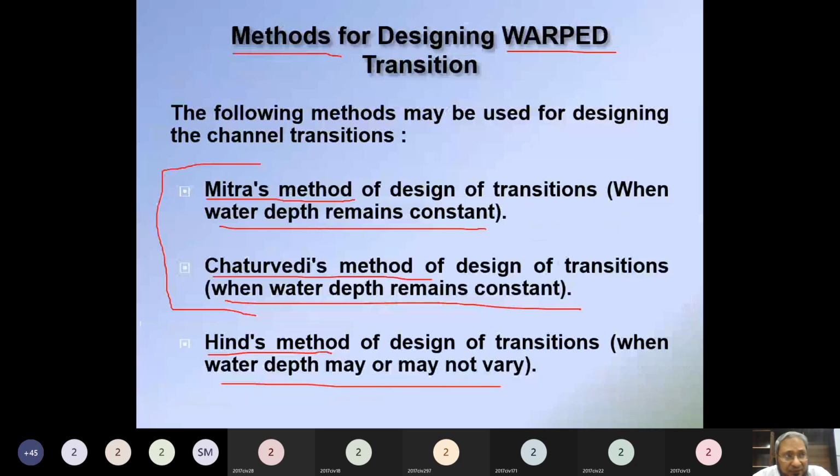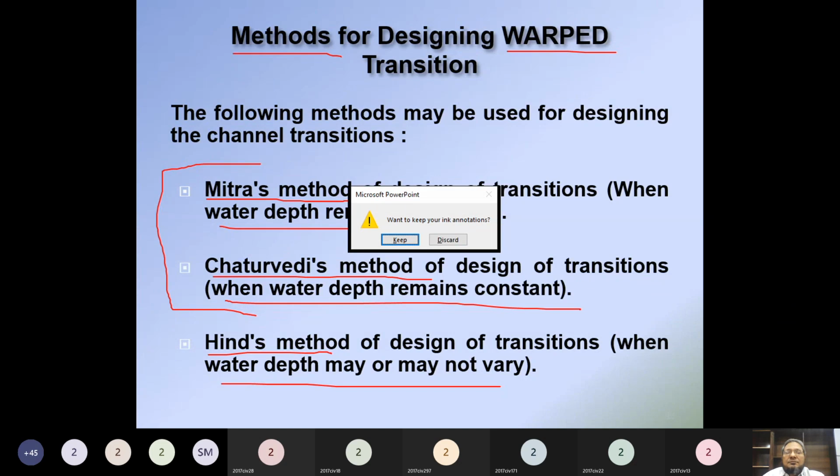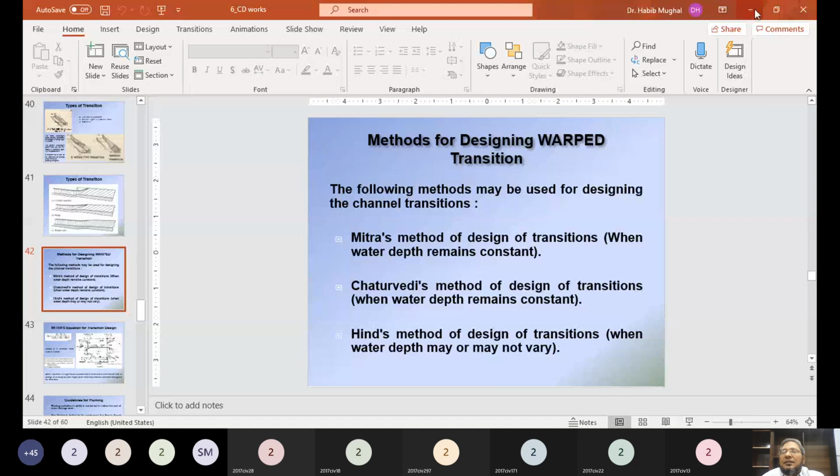So till now, if you have any questions, you are welcome. Yes. So questions are welcome. कोई है जी सवाल? नो सर. नो सर. Okay.